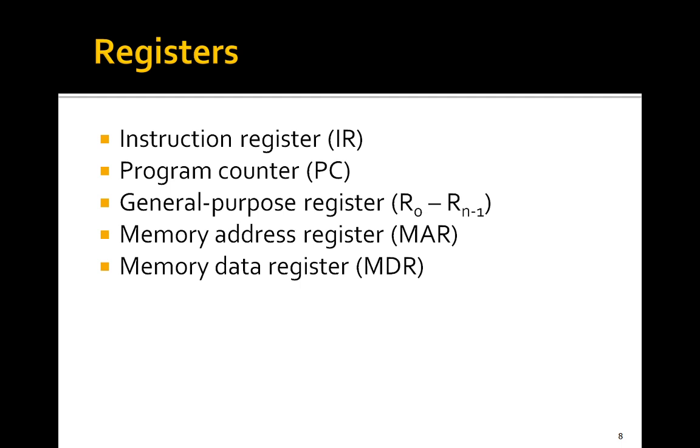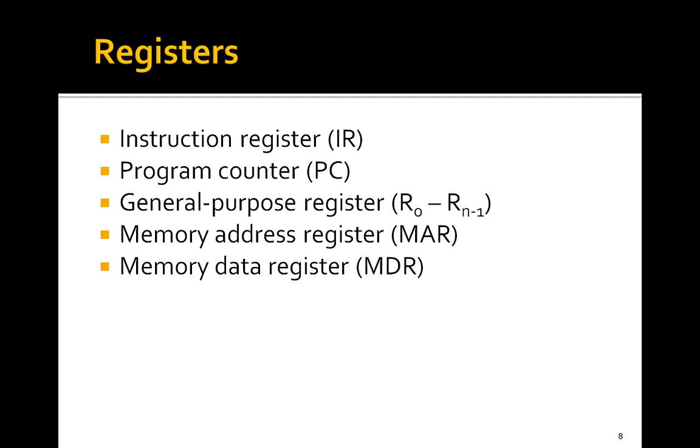Along with IR and PC, the figure shows several general purpose registers, which are named R0 to Rn-1. What the roles of these registers are, you will come to know in the upcoming videos. So along with PC and IR, we have several other registers called general purpose registers.